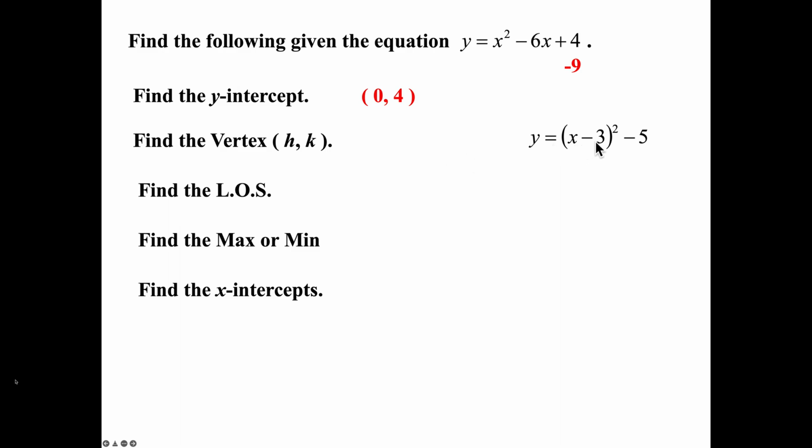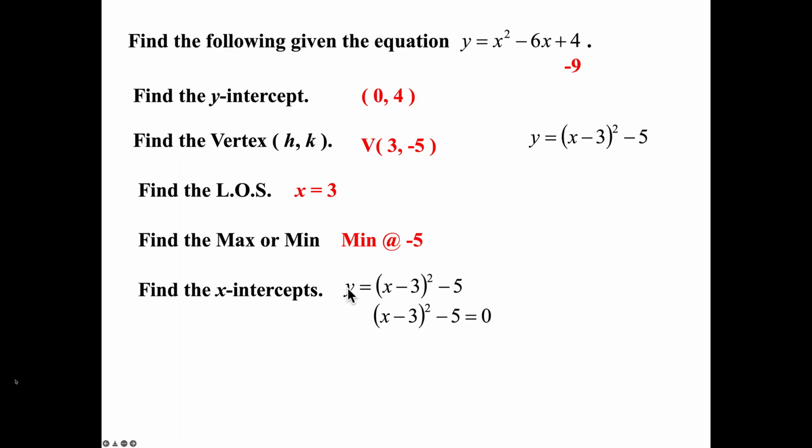I can find my vertex. It's at 3, negative 5. Change the sign right there. I can find my line of symmetry. It's the x-coordinate. X equals 3. I can find my max or min. A is positive. It's a 1. It opens up, so I got a min at the negative 5. I can find my x-intercepts. Just set this equation equal to 0.